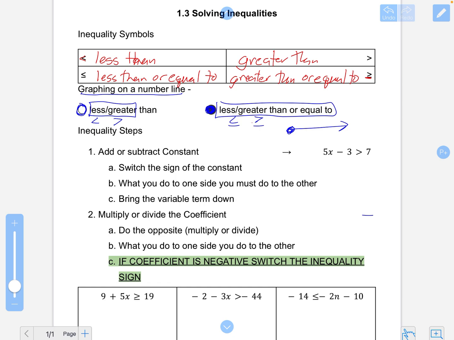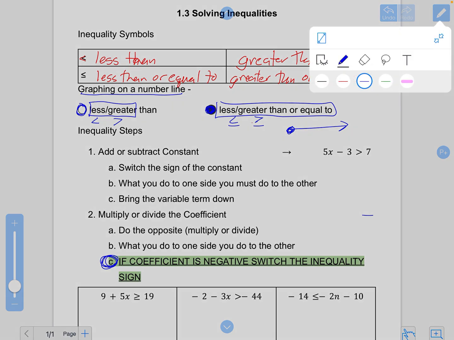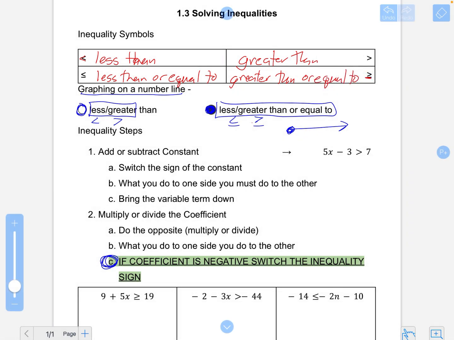So when we solve our inequalities, they are the exact same steps as when we solve equations, except for this step C right here. So we're going to go through some examples where we solve them and show you how we do it. So again, the first step for us is we need to find the constant of our equation. If we remember, the constant is the number that is all by itself. So in this problem, our constant is -3. It does not have a variable. It is all by its lonesome.